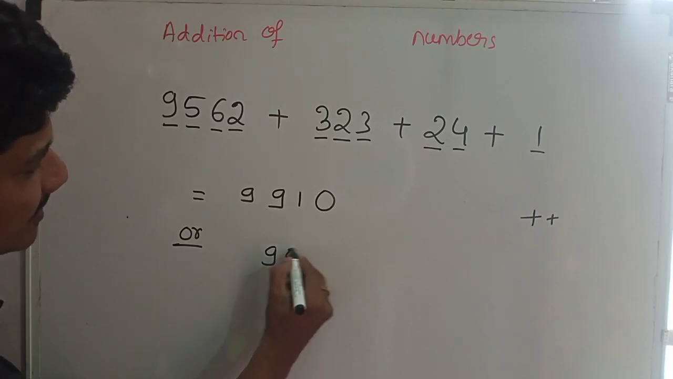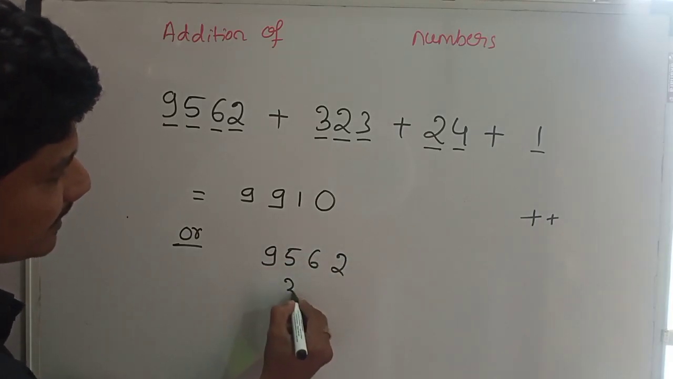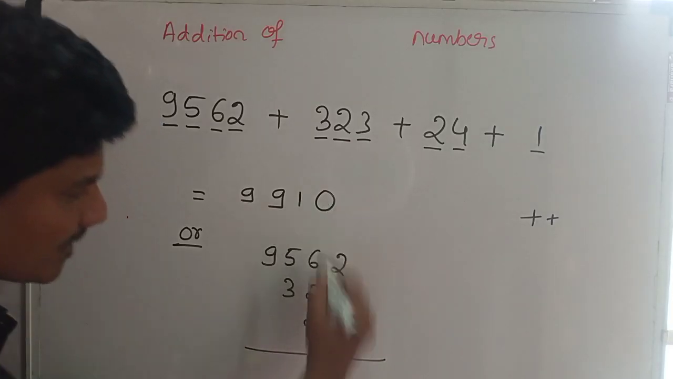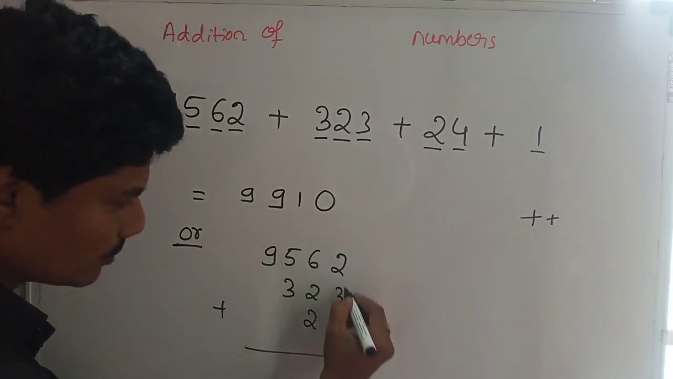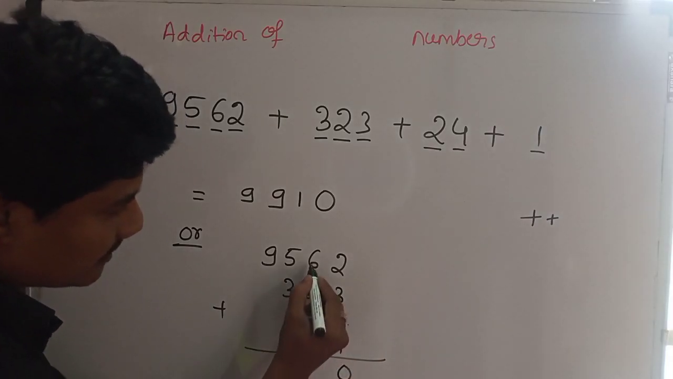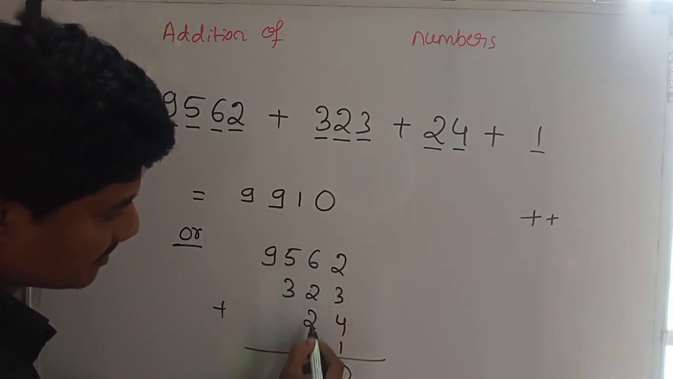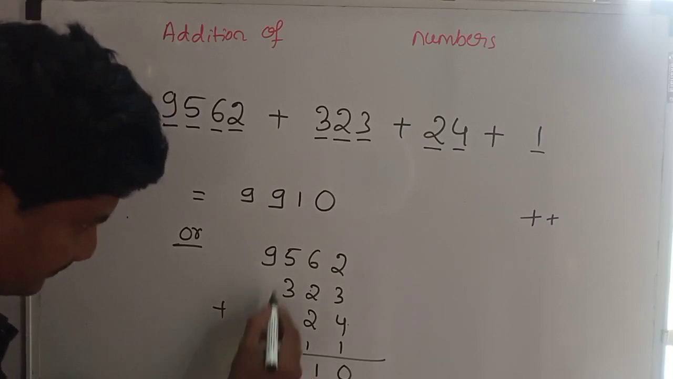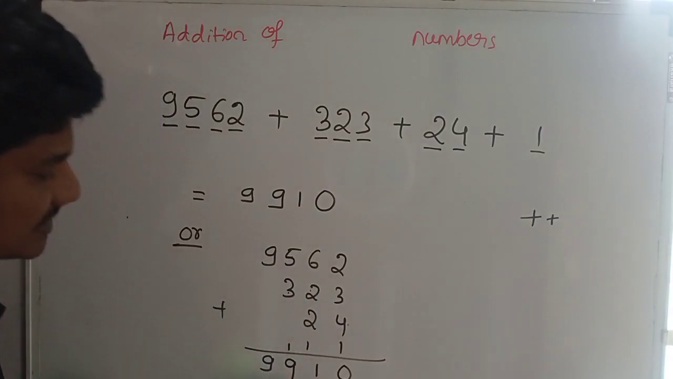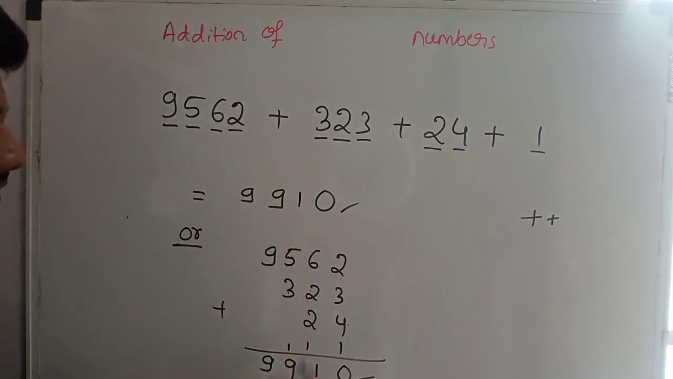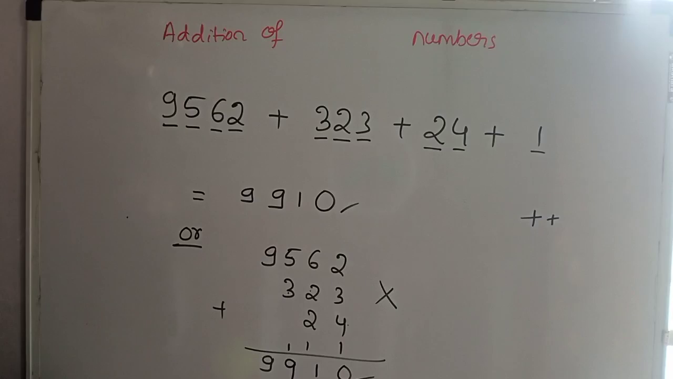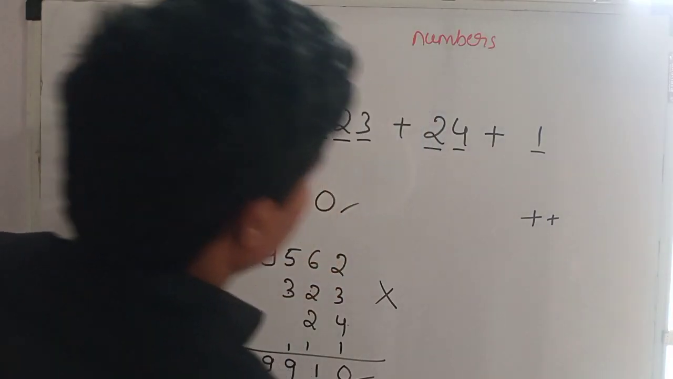Or else, if we do by the conventional method, see this much of time it takes. 323, 24 plus 1. 2 plus 3 5. 5 plus 5 10. 10. 6 plus 2 8. 8 plus 2 10. 10 plus 1 11. 5 plus 3 8. 8 plus 1 9. 9,990. Both will get the same answer, but here we'll get in one step. Therefore, don't prefer the conventional method of addition.